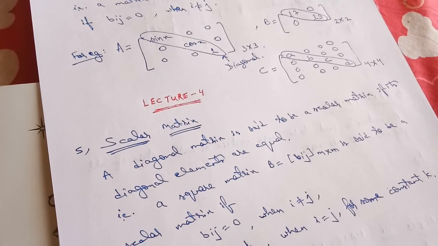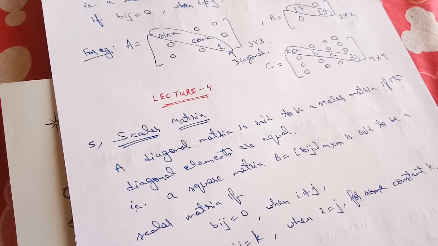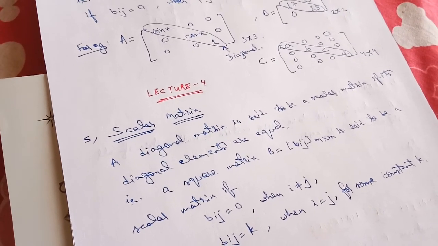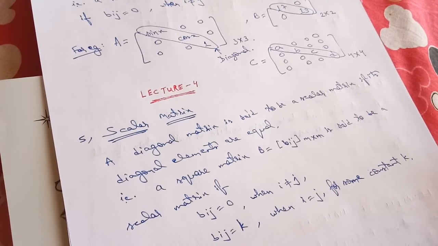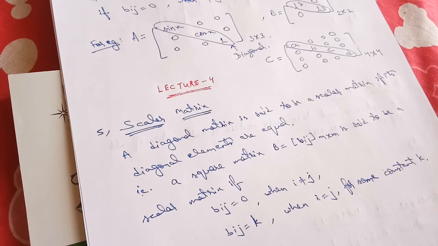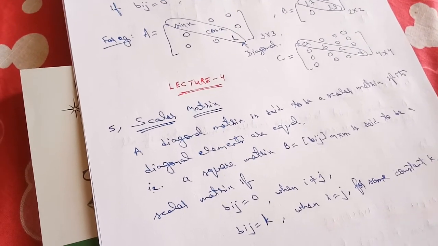Hello students, today we will continue with our last topic that we started in lecture 3, that was types of matrices. Now we will move forward. In the last lecture we have studied row matrix, column matrix, square matrix and diagonal matrix. 4 types we have studied. Now the fifth type is scalar matrix.